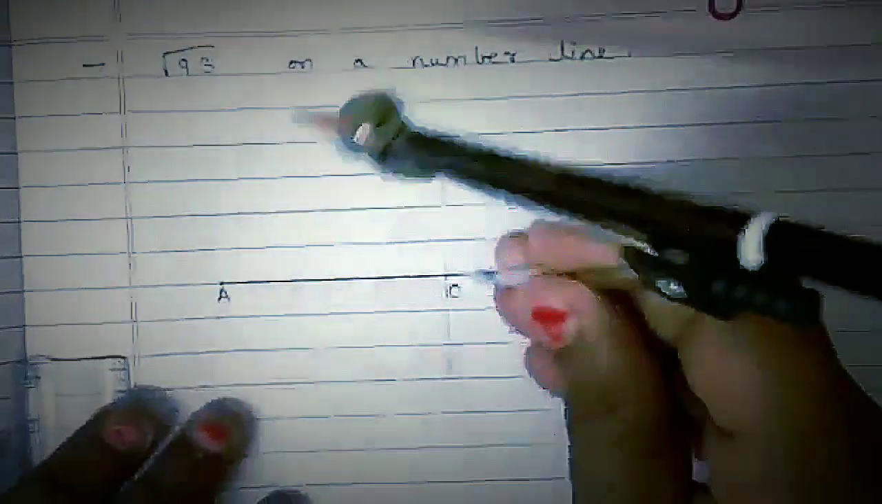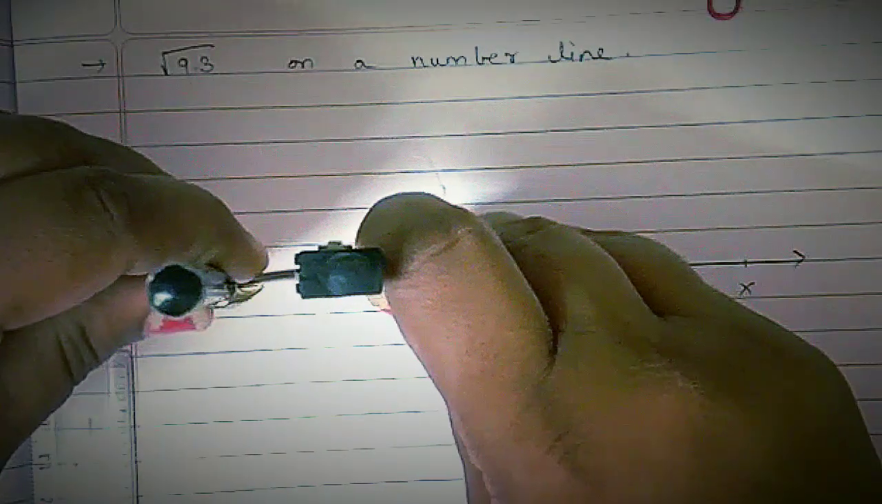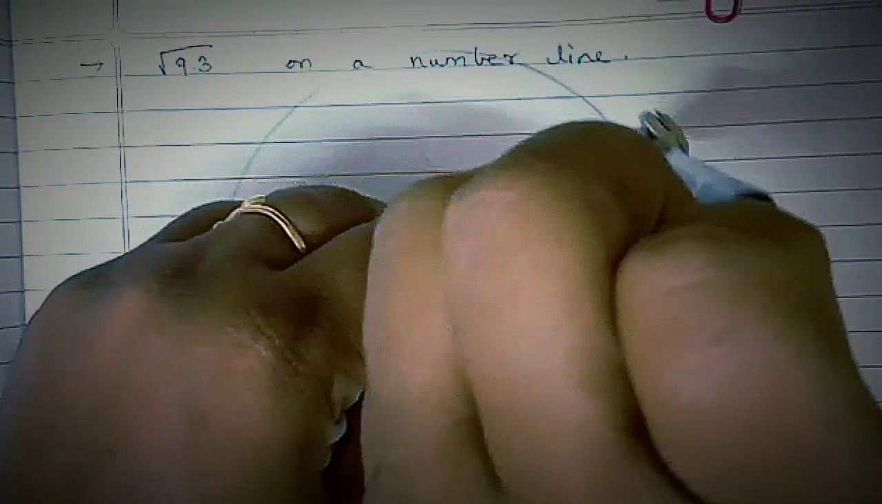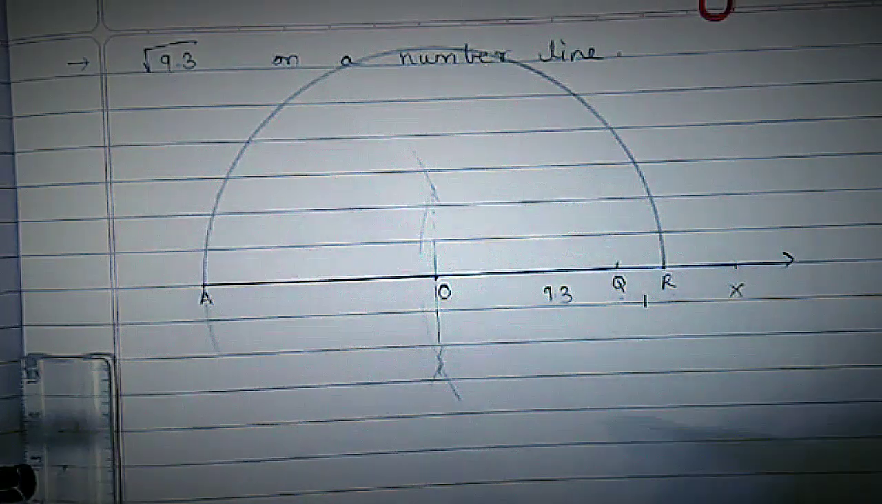From this point O, taking O as a center and OA as a radius, construct an arc. So let me construct an arc. So this is a semicircle arc, right? So we have got a semicircle.